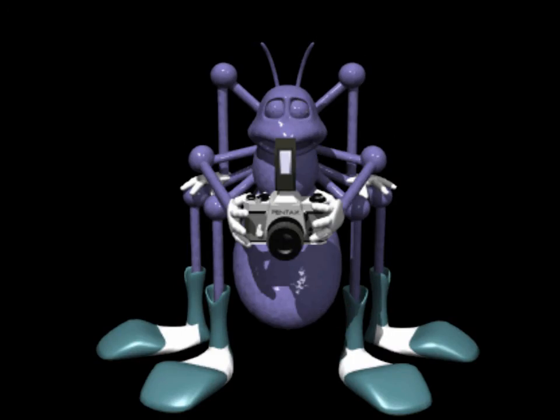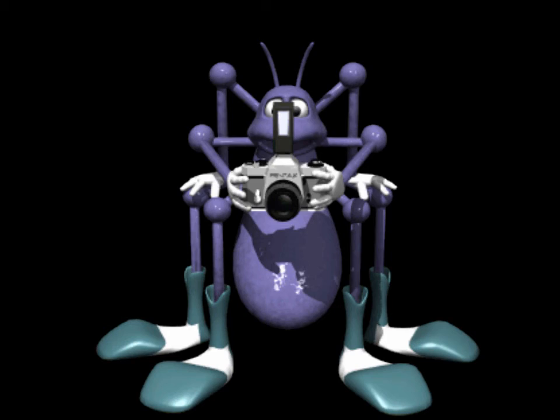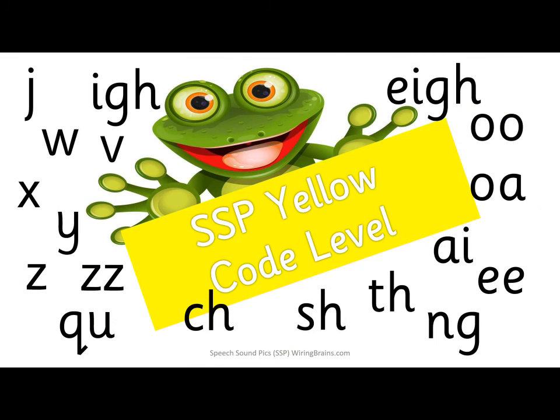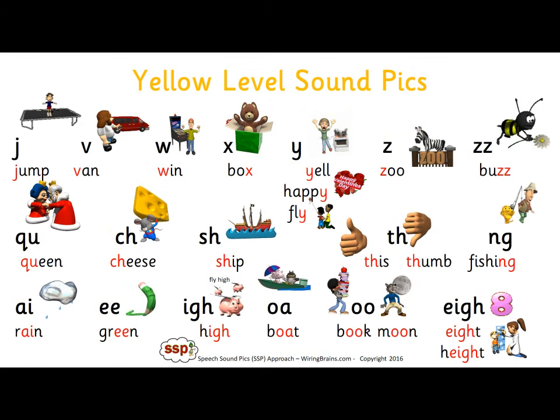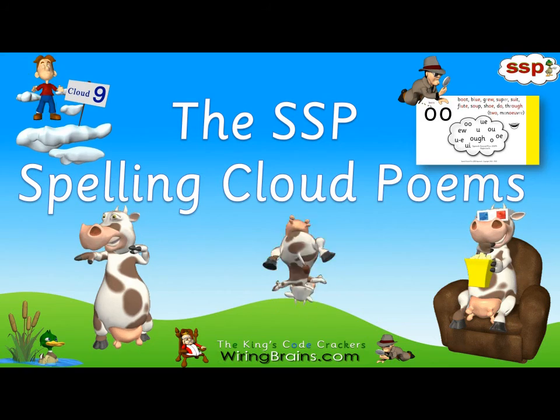So if we take the pictures of the speech sound oh, here are the sound picks. Take the pictures of the speech sound ooh, and here are the pictures, all the pictures we found for the speech sound ooh. We actually look at high frequency sound picks for the oh and ooh in the SSP yellow code level. Book and moon. And you can also investigate them using the Spelling Cloud poems.